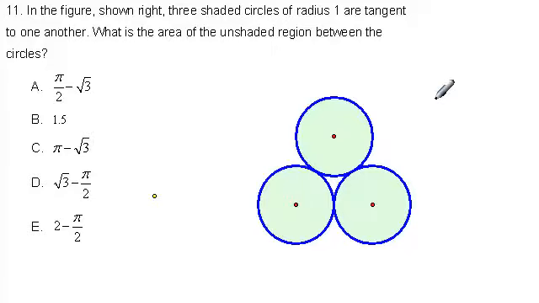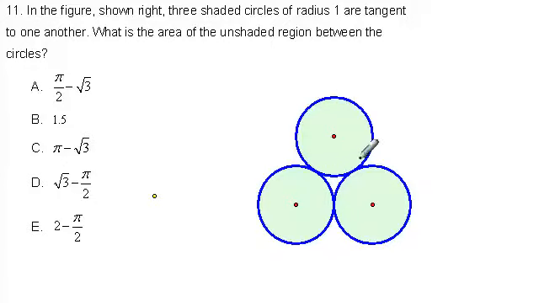Here is the response to question number 11. This is a difficult question. I will try to explain it to you in the easiest possible way. The question is asking you to find the area which is confined by these three circles. This is the little white unshaded area. That one we have to find. How are we going to find the area?